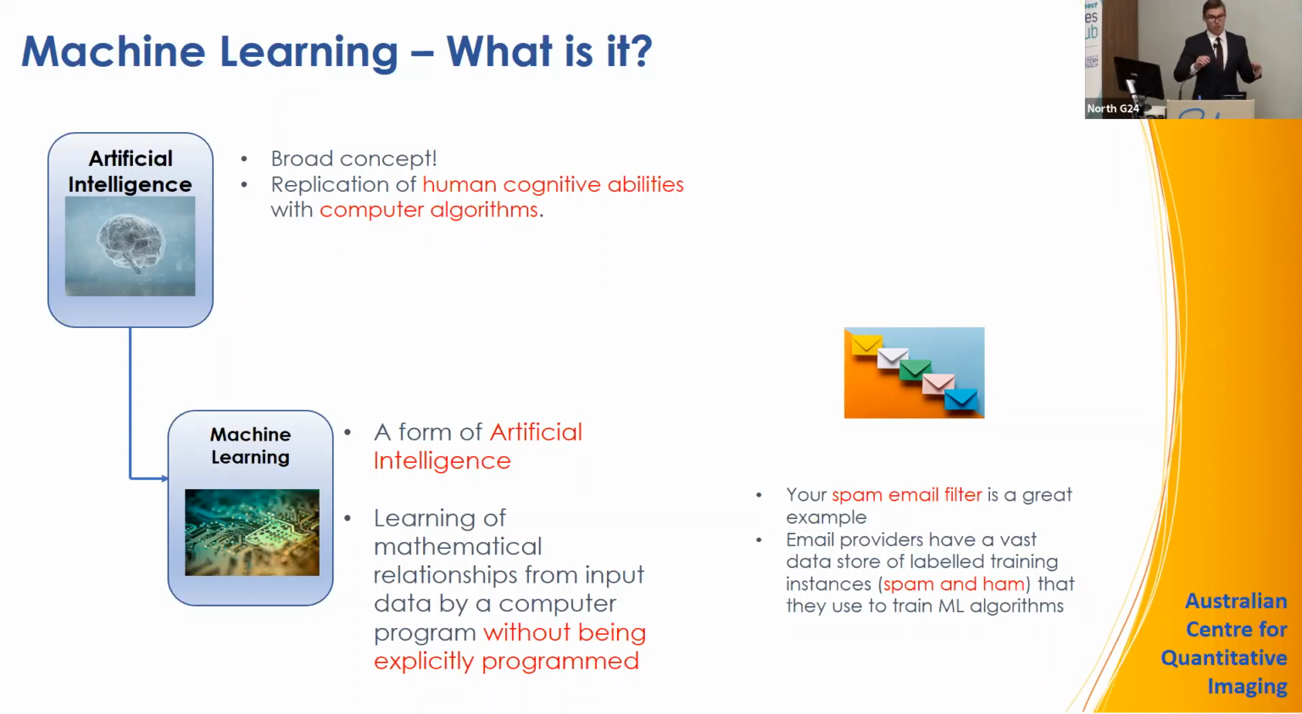Okay, so that's what separates machine learning from hard coding solutions to problems. These models automatically learn the solution that you're after. And a great example that everyone's probably familiar with is your spam email filter. So your email providers will have vast data stores of labeled training data consisting of spam emails and non-spam emails, and they use those to train machine learning algorithms that will then, when they're subjected to a new email that you haven't seen before, categorize that new email for you. So that's a common example of a machine learning algorithm.